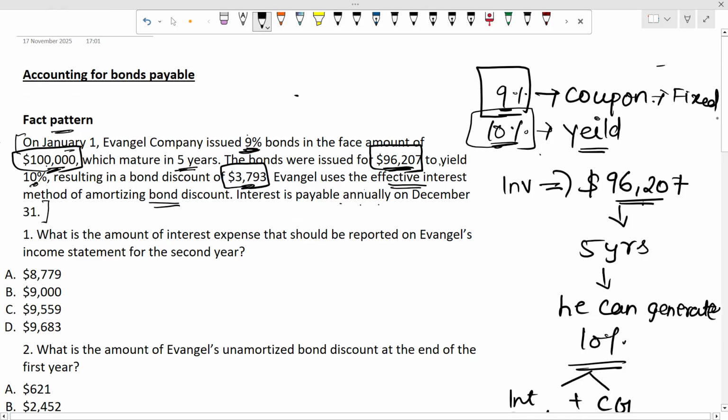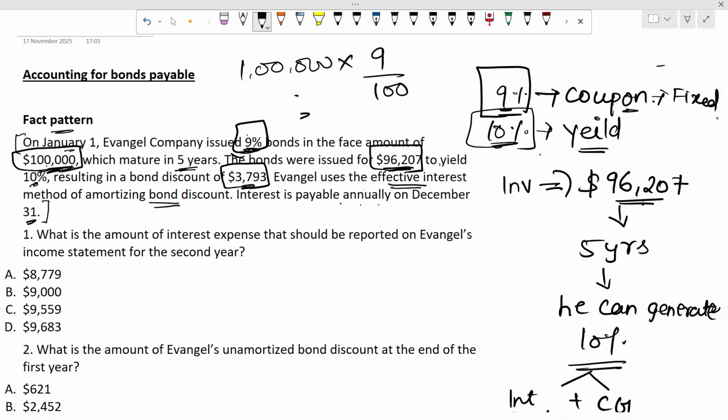Interest is payable annually on 31st December. So here, who is going to pay the interest? The company is going to pay the interest. At what rate? 9%. 9% of what? $1 lakh. So please remember, this coupon rate should always be applied on the face value of the bond. This $1 lakh is the face value of the bond. On this 1 lakh, the company is going to pay 9% interest. So the company has to pay $9,000 interest.